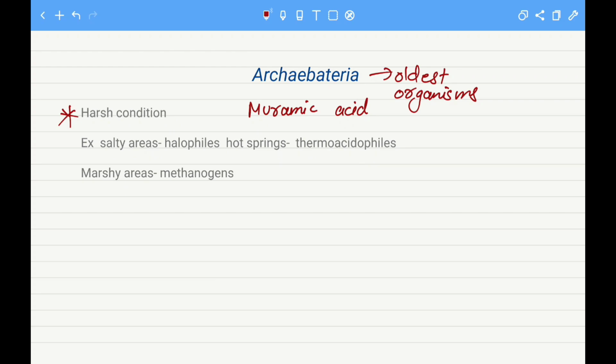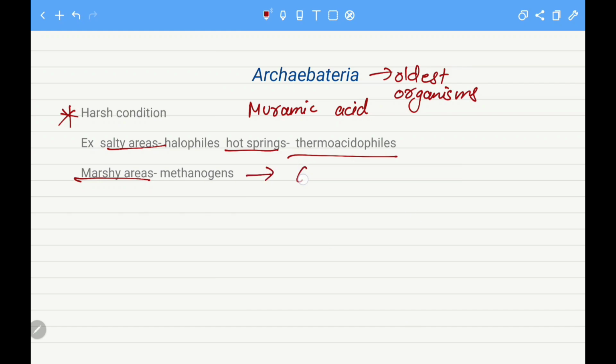Examples for archaebacteria are those organisms which are present in salty areas, for example, halophiles. Then organisms present in hot springs are known as thermoacidophiles. These organisms are also present in geyser vents where the temperature is sometimes beyond 100 degrees Celsius. Next are those present in marshy areas, known as methanogens.